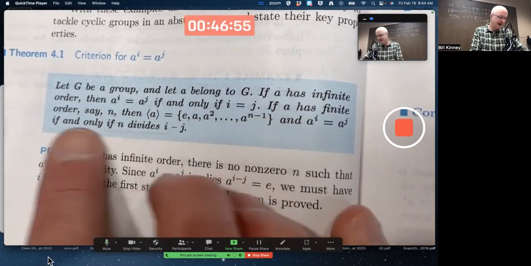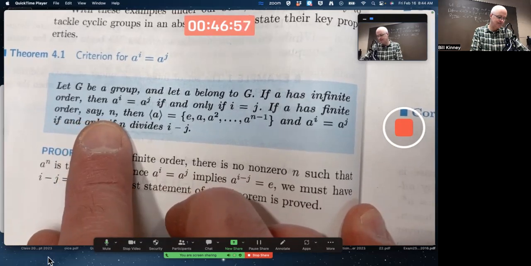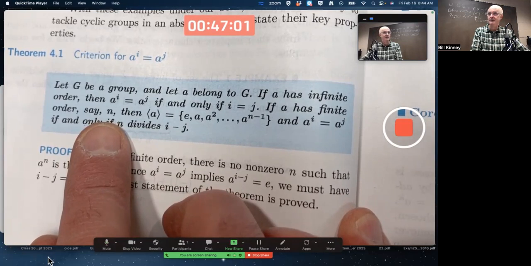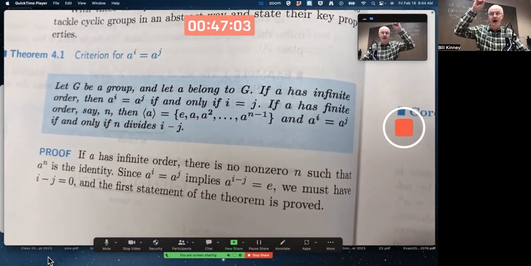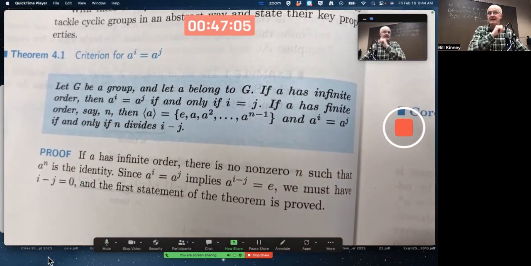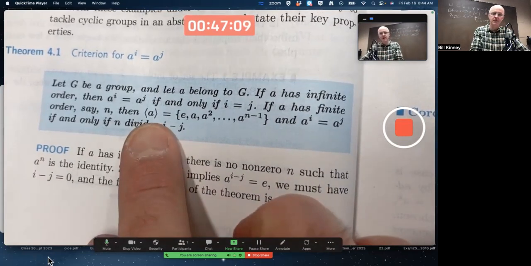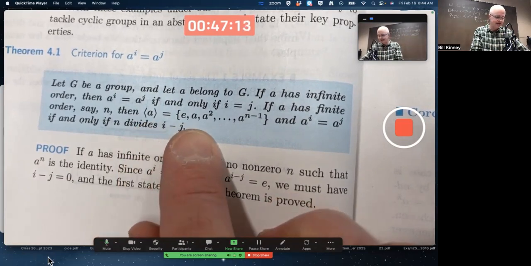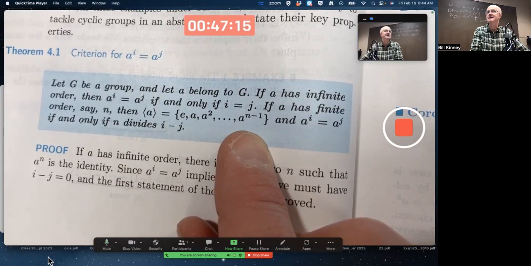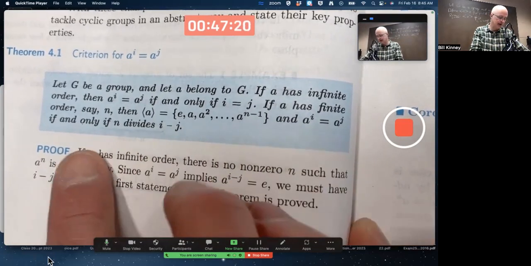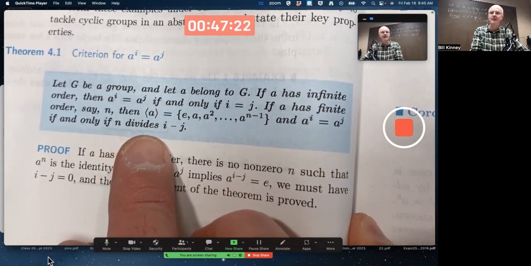But if A has finite order, say N, as an element, what's the order of an element if it's finite? It's the smallest positive power that brings you back to E, the identity. Then the cyclic subgroup of G generated by A consists of these N elements. And A to the I equals A to the J if and only if N divides I minus J.